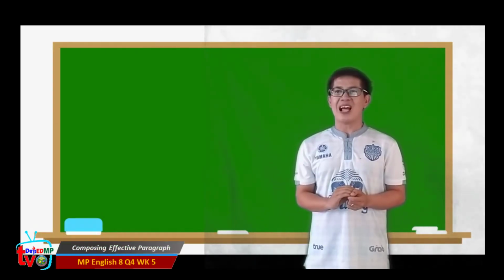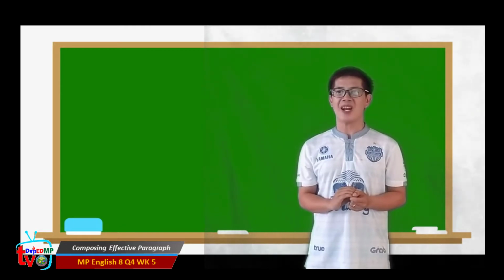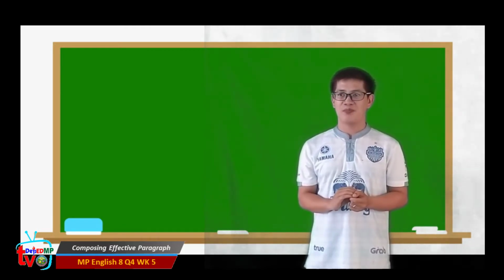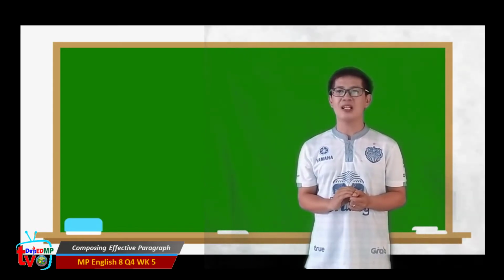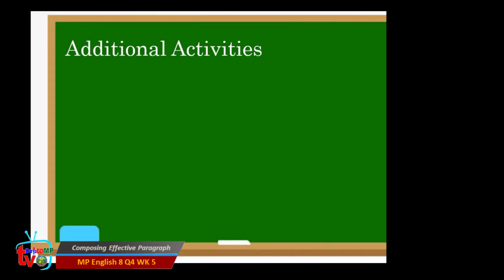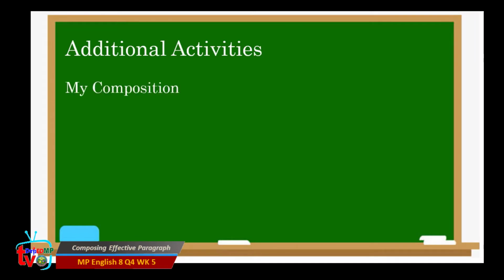For your additional activities, my composition. Compose a one-paragraph essay about your single greatest fear. Be sure to have the complete parts of the paragraph and with coherence, unity, and adequate development of ideas. Additional activities. My composition. Please be guided with the rubrics on paragraph writing in your self-learning module.